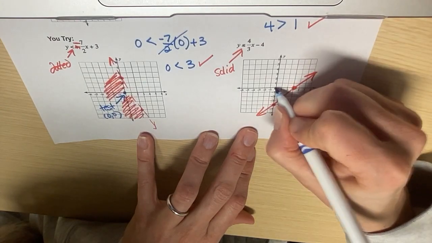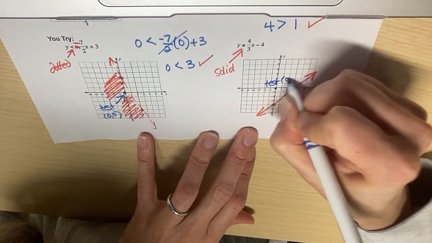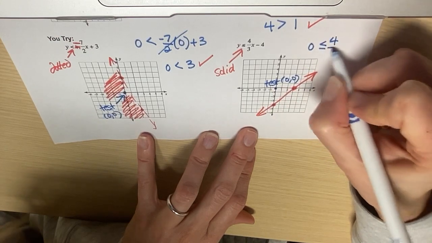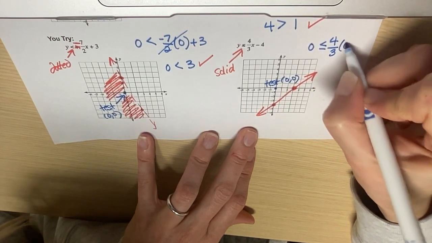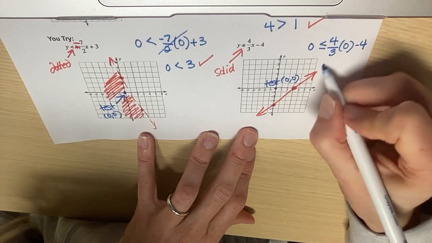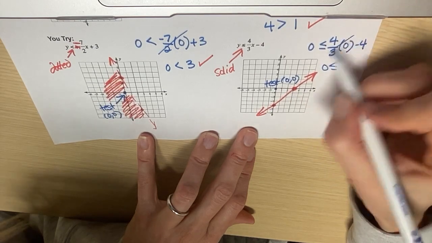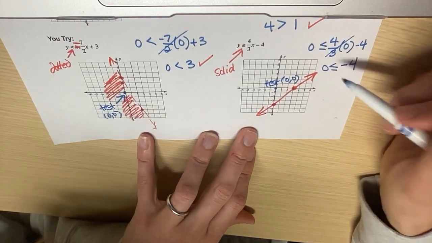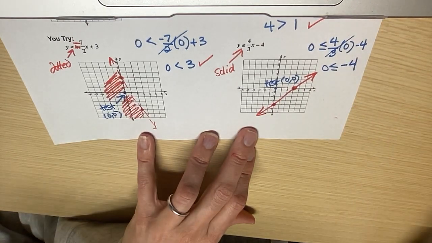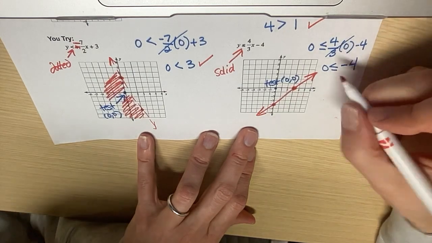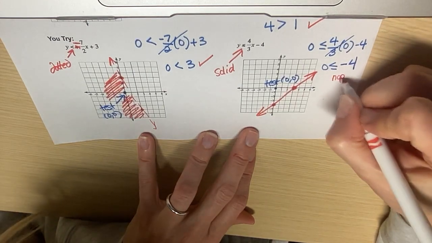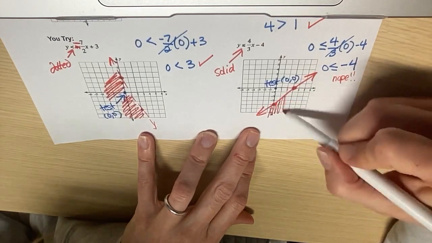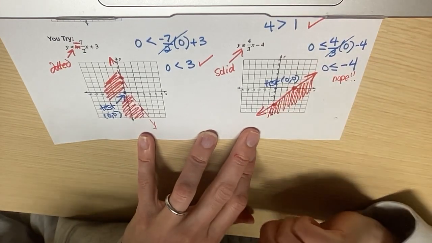And then we're going to test a point. We're going to test 0, 0. Love testing 0, 0. So 0 is less than or equal to 4/3 times 0 minus 4. Now remember, this is going to go away because timesing by 0 makes it go away. Is 0 less than or equal to -4? Nope, not true. So we're not going to shade over 0, 0. We're going to shade on the other side.